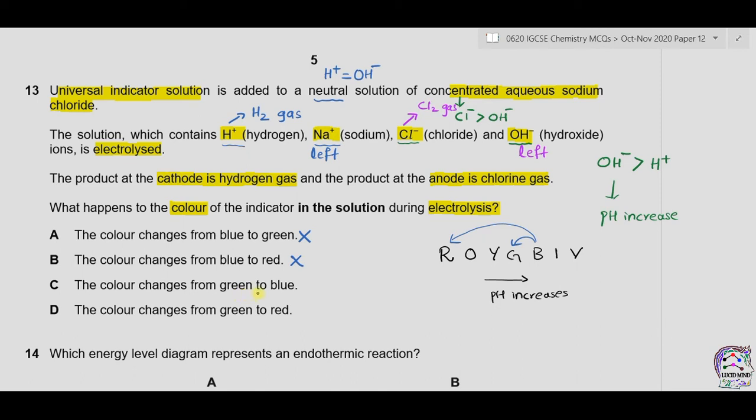C is the color change from green to blue. Now green to blue is forward, so it means it is for increase in pH, so this could be the correct option. D is the color change from green to red. Again, green to red is backward, so it is for decrease in pH, so this is incorrect. The answer is therefore C.